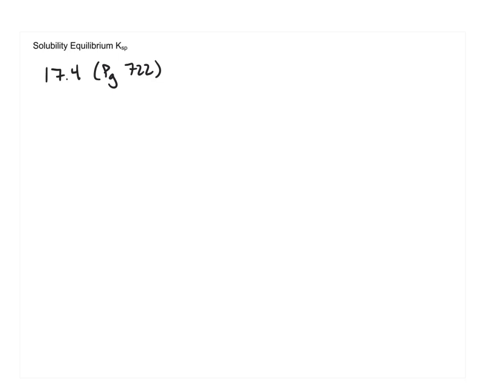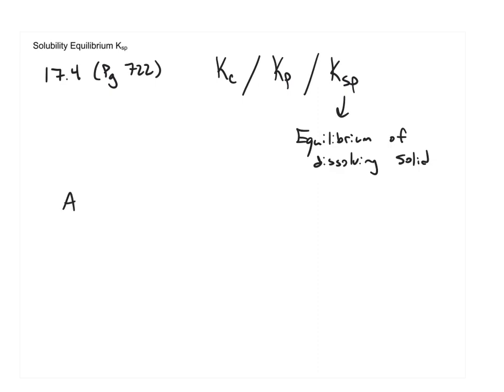And as I mentioned, this is an equilibrium concept. Equilibrium expressions can be expressed in three different ways: Kc for concentration, Kp for pressure, or Ksp for something that is dissolving. Now if we generate a solubility expression for an ionic substance, we'll call it AB, the substance AB is breaking down into A+ and B-, both of which are aqueous.